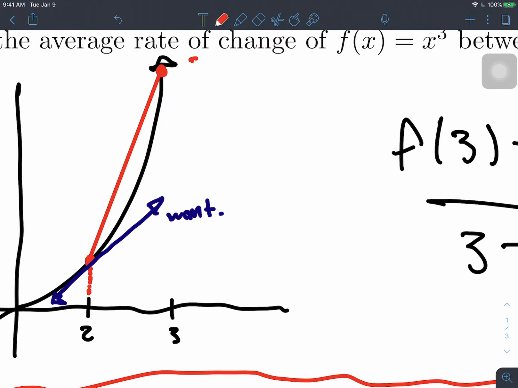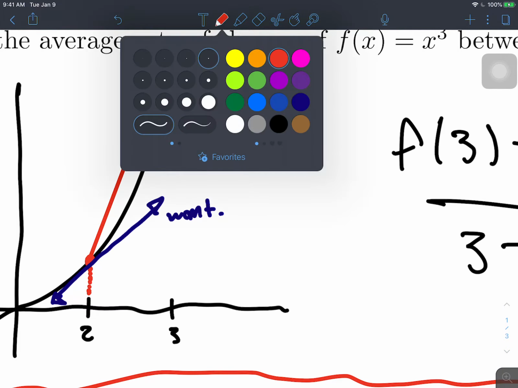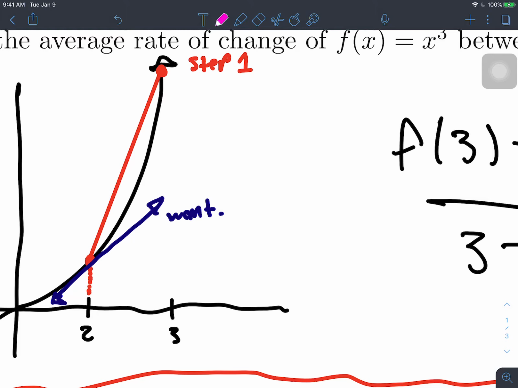So this was step 1. Red was step 1. And now I'll draw in pink what step 2 is going to be. Step 2, we're going to move our point closer, and then we're going to try to compute the slope of this line like this. That was step 2. Step 3, we're going to move our point even closer and compute the slope of this line. That was step 3. Then we'll move our point even closer. That's step 4, and so on and so forth, okay?